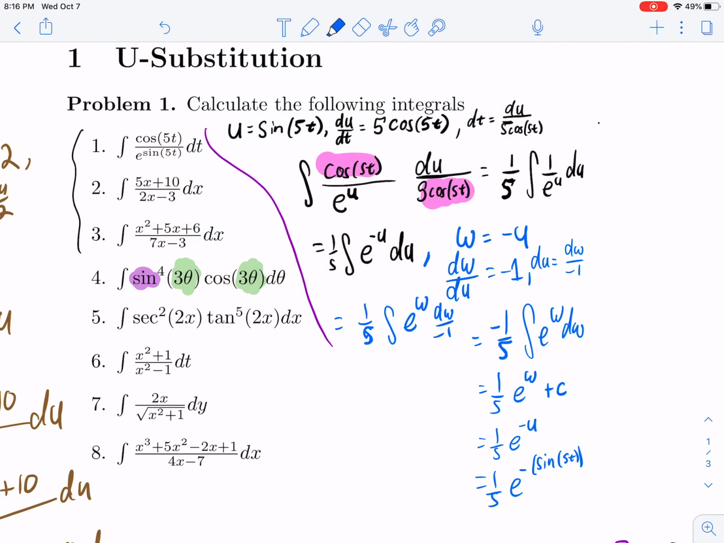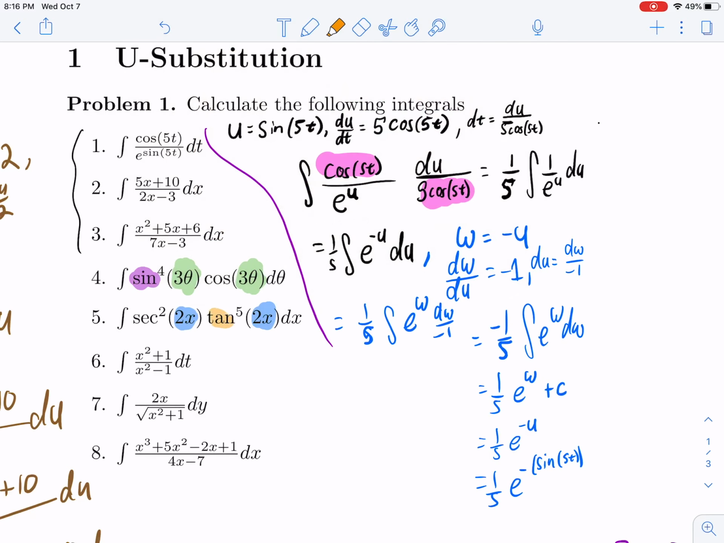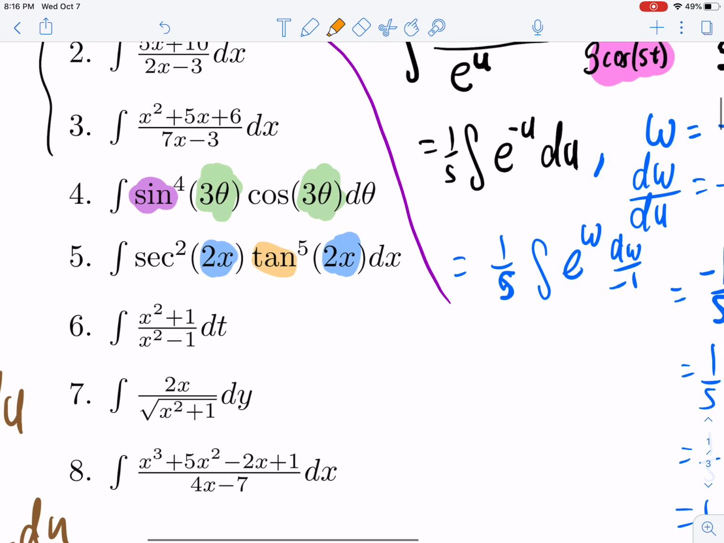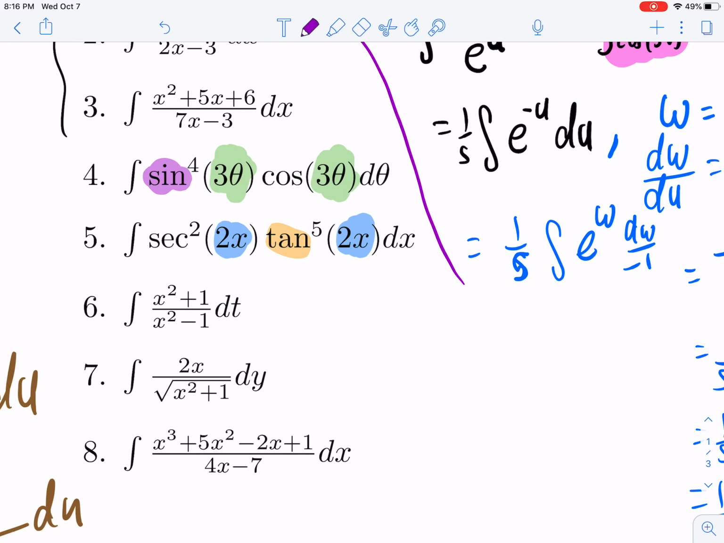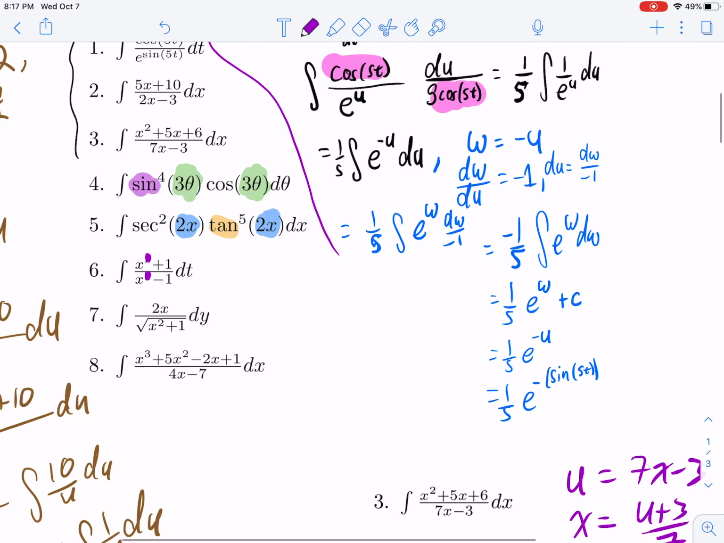Similarly, in the next problem, your first u, I probably want 2x. And then for your second u, I would suggest just tangent, not tangent to the 5th, just tangent. Okay? Number 6 has got a typo in it. I just want x plus 1 over x minus 1. And number 7 and number 8 are okay.